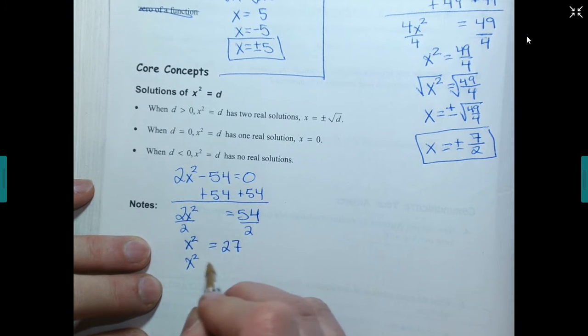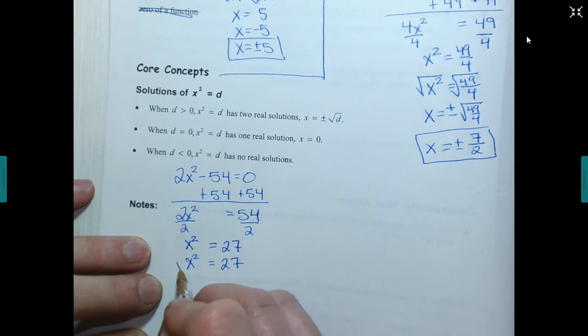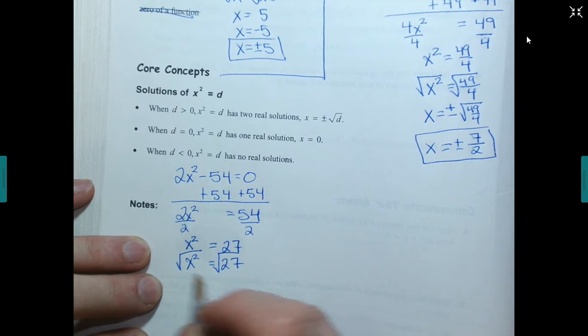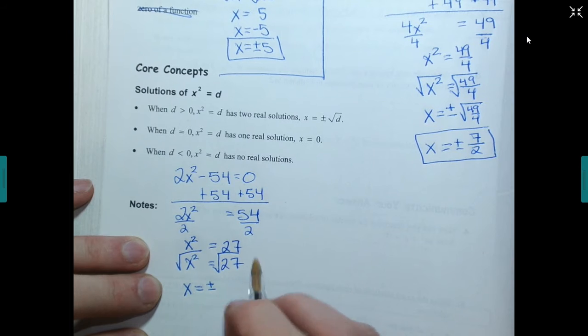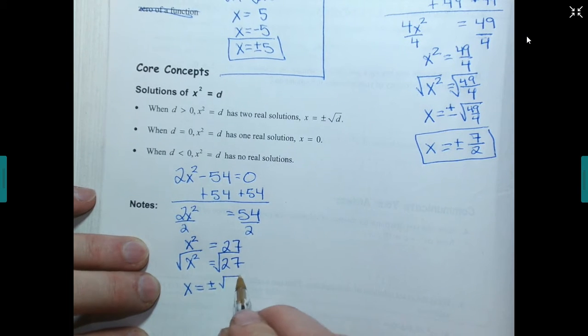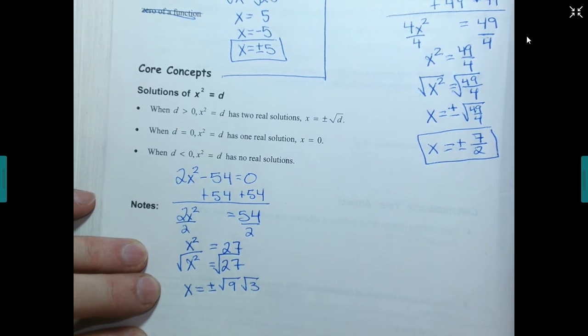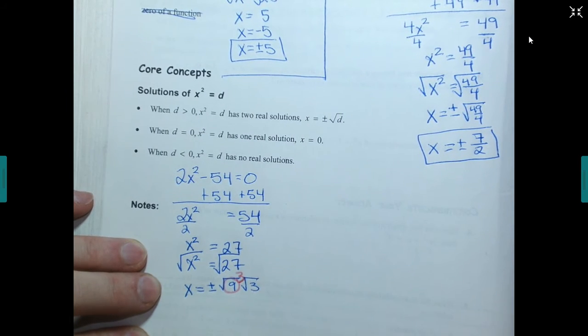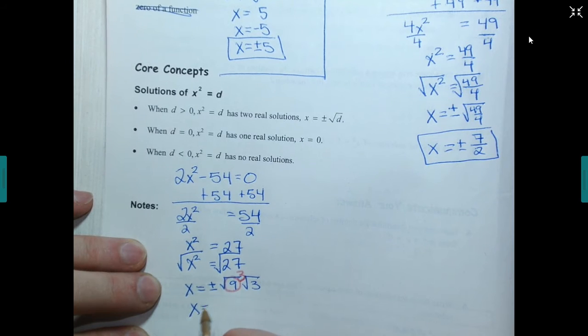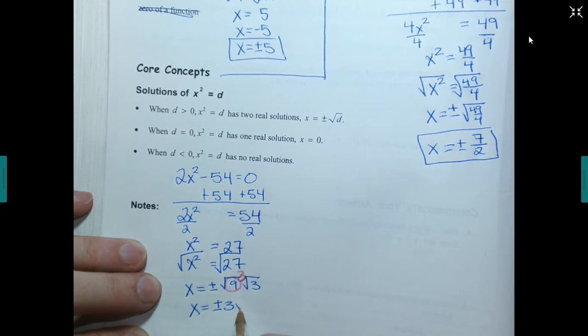Now I'm going to square root both sides. And I have x equals plus or minus the square root of 27, which is the square root of 9 times the square root of 3. And what I notice is that the square root of 9 is a magic number. That's 3. So I get x equals plus or minus 3 times the square root of 3. I pull that 3 out, and I'm left with the square root of 3.